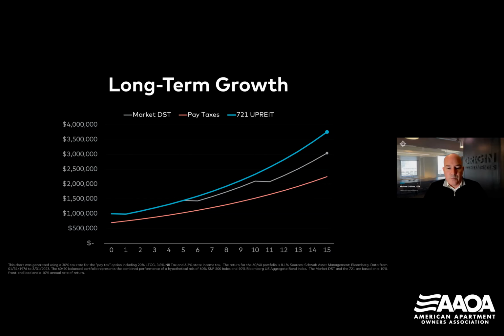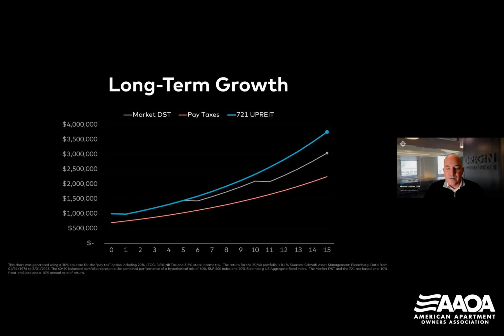So just to talk about a couple things in this chart, there's three options here. Number one is I'm going to do a 1031 exchange, swap until you drop. Just going to keep rolling it into DSTs over and over. Number two is I'm going to do a 1031 into a DST, and then I'm just going to stay in that 721 UPREIT for the long term.